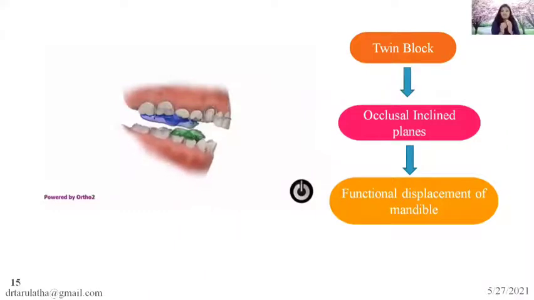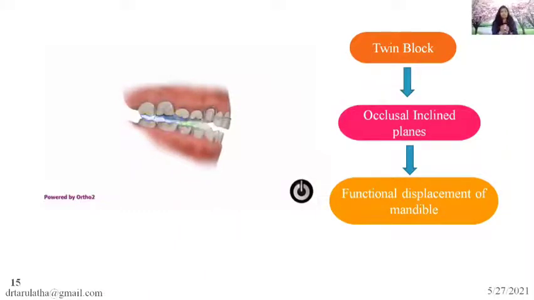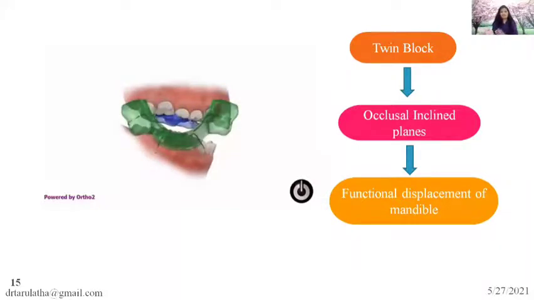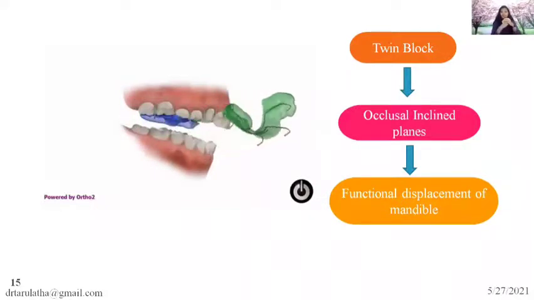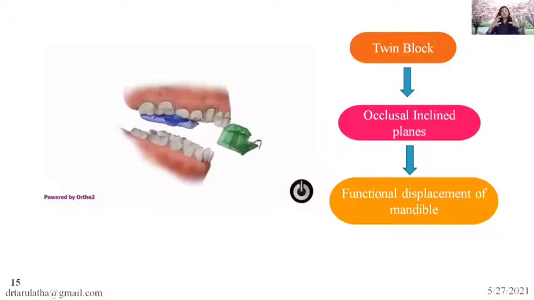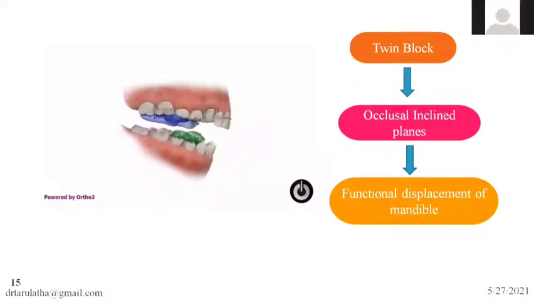Because of all three mechanisms, the occlusal inclined planes, your masticatory forces, and the unloading of the condyle, these combined together bring about the mechanism of action of your twin block appliance.